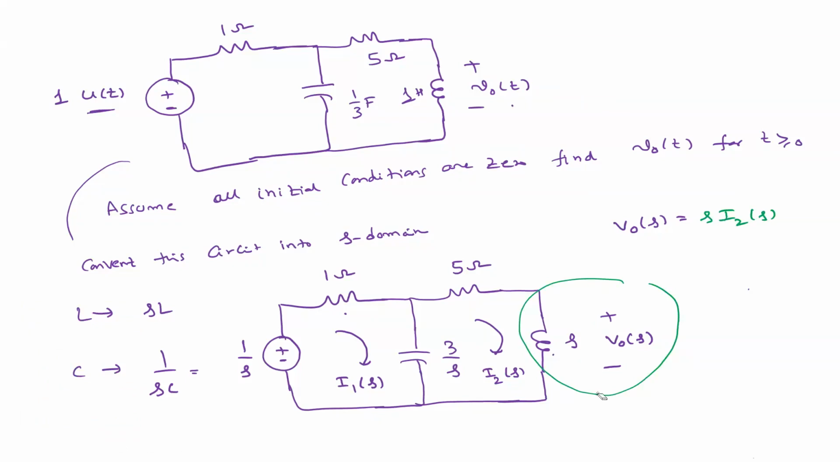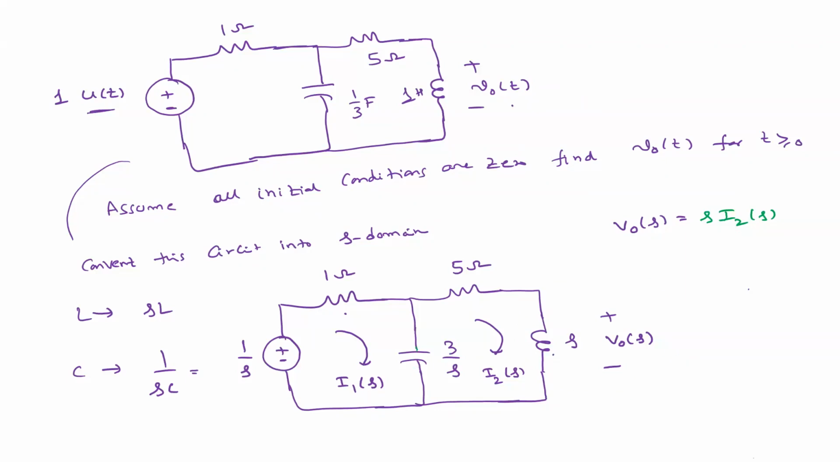Just don't get confused. Treat this capacitor or inductor just like a resistor, a DC element. To identify whether the previous element was an inductor or a capacitor, we denote it this way, and we changed it to 3 by S. Understood? So this will be 3 by S into I2 of S. So that is the voltage across this capacitor, right?